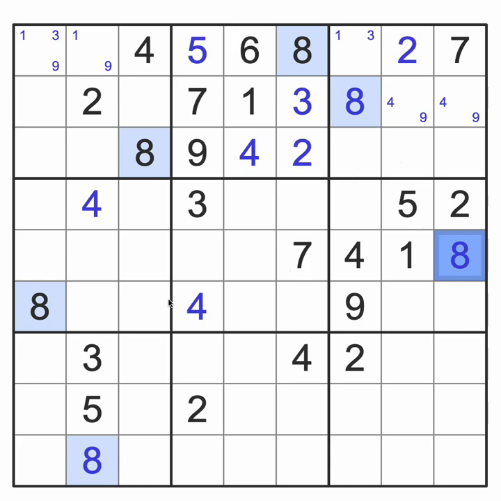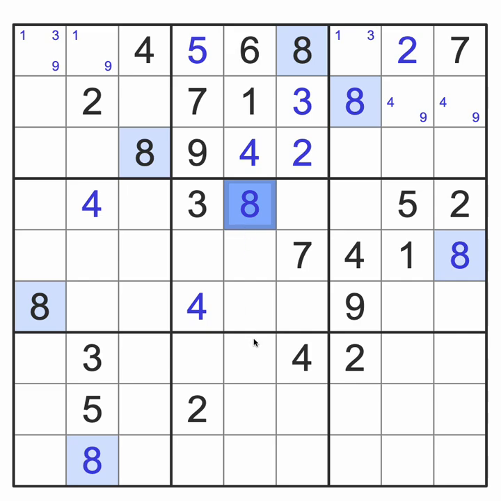And now I can place 3 in... Oh no, I should place 8 in box 5. This 8 blocks these. 8 in box 4 blocks here. 8 in box 2 blocks this cell. Gives me 8.